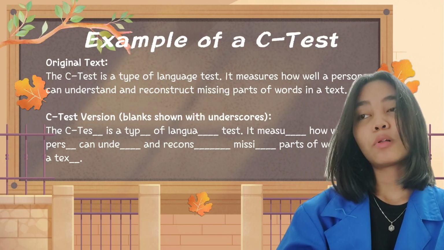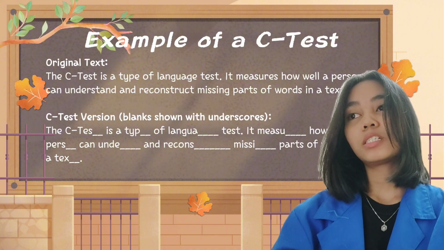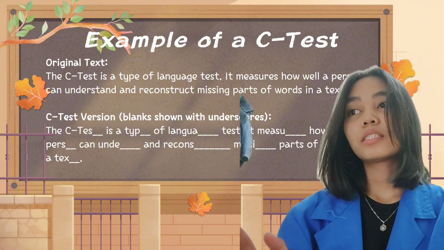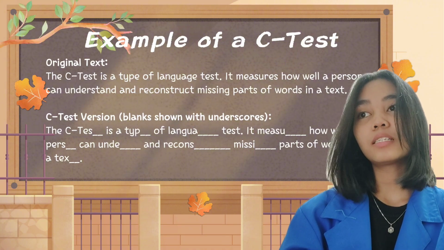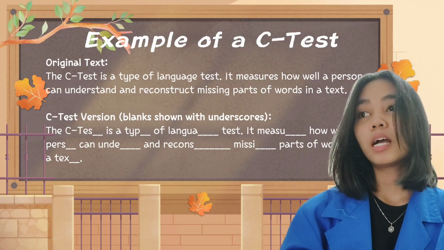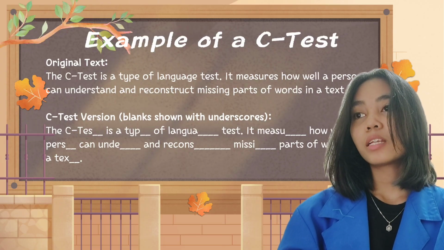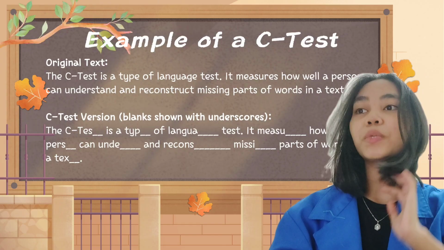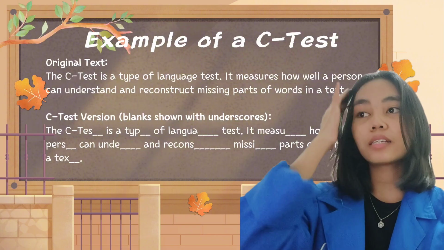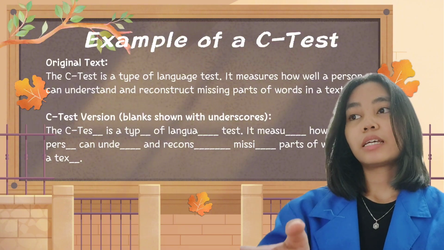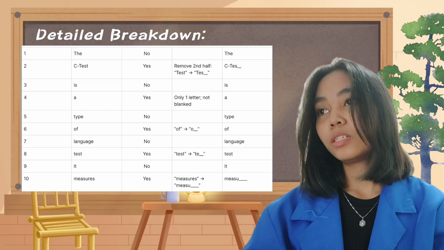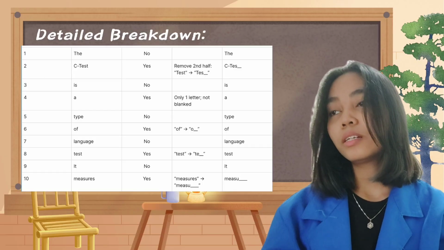Next, there is an example of a C-test, the original one. The C-test is a type of language test. It measures how well a person can understand and reconstruct missing parts of words in a text. So there is a test version, and this is the detailed breakdown.